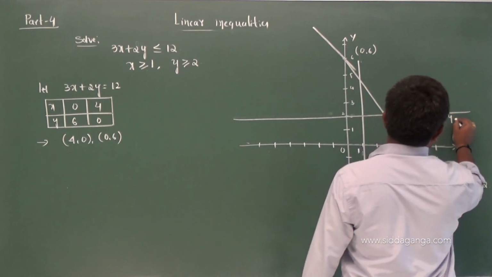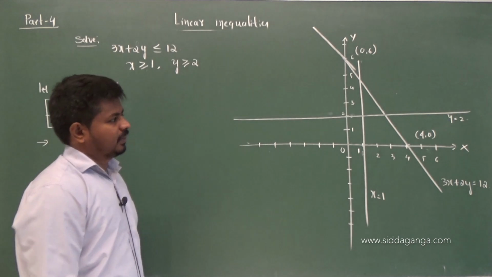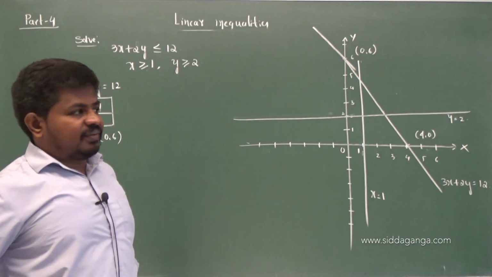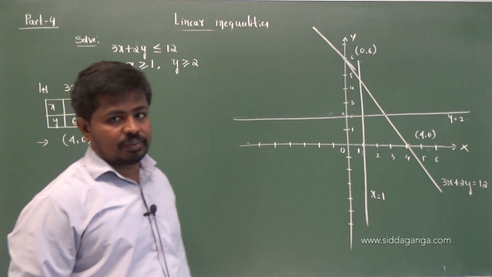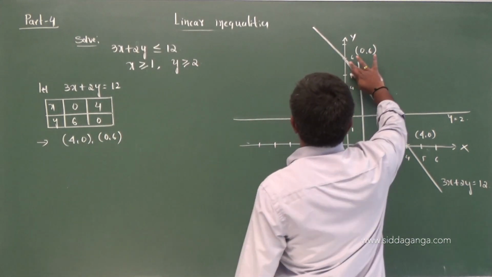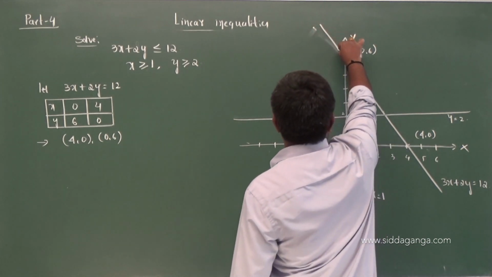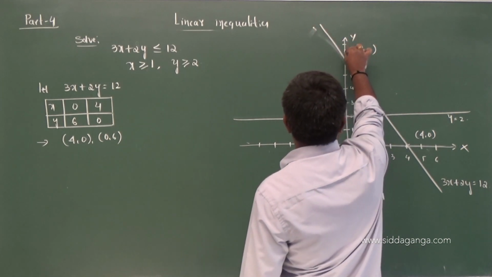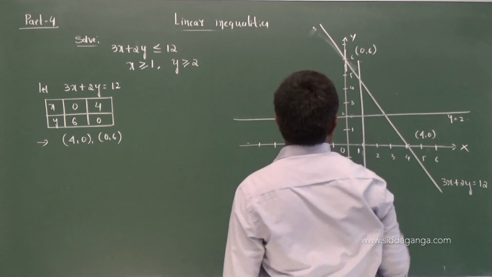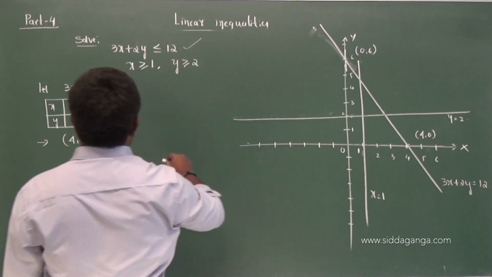y is equal to 2. Okay? Now, let's find the solution region for the first inequality. It's very important, students. Observe carefully. I mean finding for the inequality 3x plus 2y less than or equal to 12.